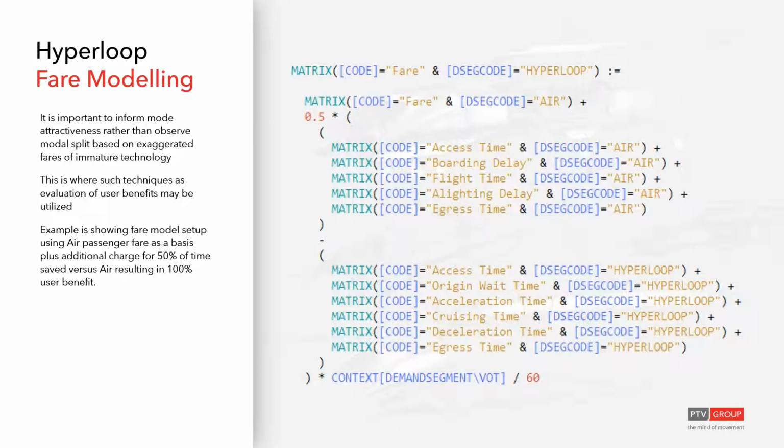So effectively, we were not taking a fare as an input from a client for the Hyperloop system, but we were calculating this fare on the fly based on the closest benchmark mode. And on top of the fare of the closest benchmark mode, we were adding an extra charge, which was calculated based on the saved time by the user. So it's so-called 100% user saving.